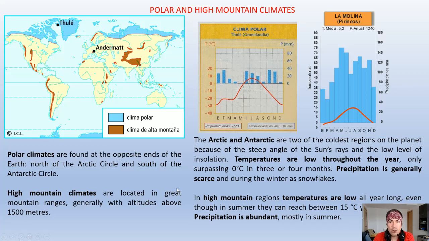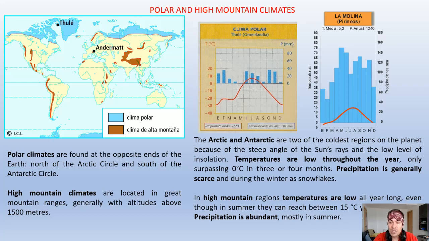Why? Because of the steep, inclinado, angle of the sun's rays and the low level of insolation. Remember insolation, the amount of solar energy that reaches a place. So if it is perpendicular to the surface, it hits the surface more than if it is steep angle, okay? Remember that when we saw this in class.